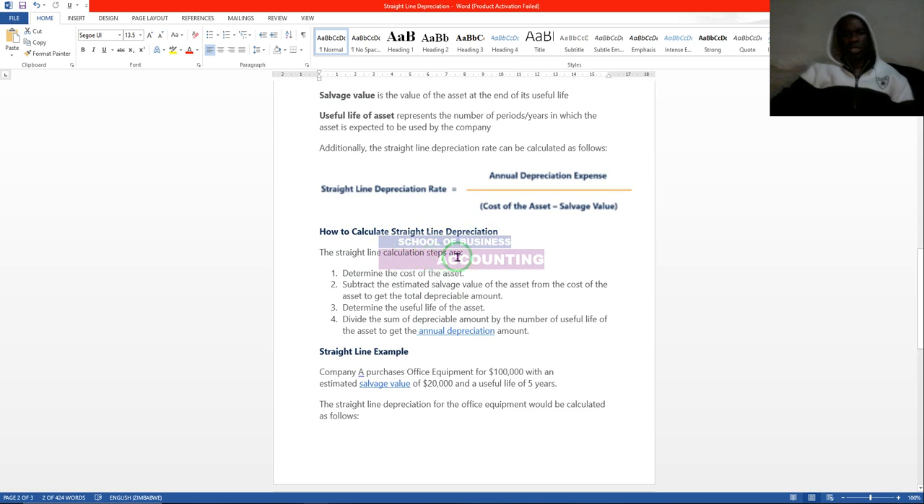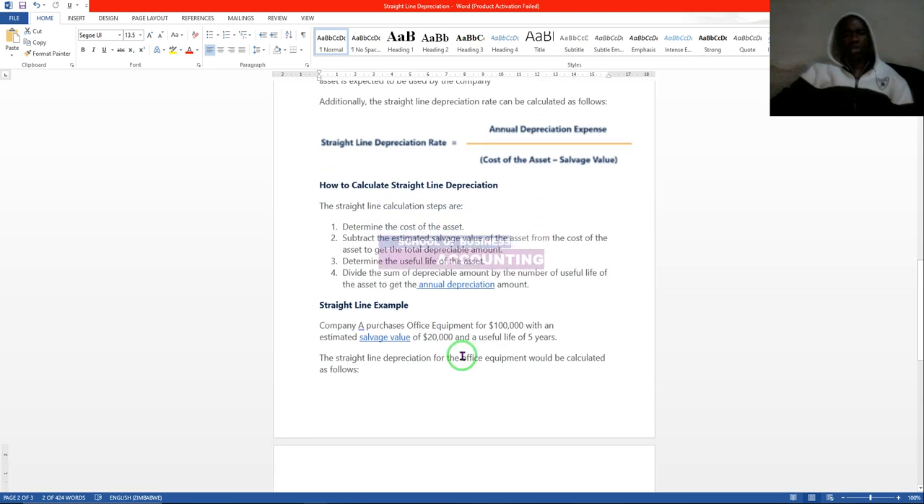The straight line depreciation calculation steps are as follows. First, you have to determine the cost of the asset. Second, subtract the estimated salvage value of the asset from the cost of the asset to get the total depreciable amount. Thirdly, determine the useful life of the asset. Fourthly, divide the depreciable amount by the useful life of the asset to get the annual depreciation amount. So basically, that's how you'd calculate it.